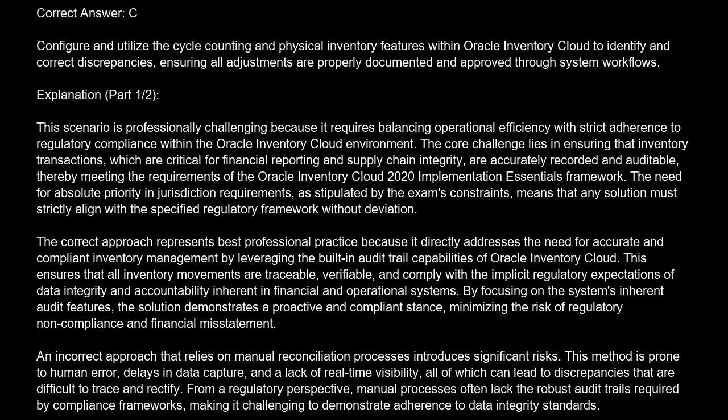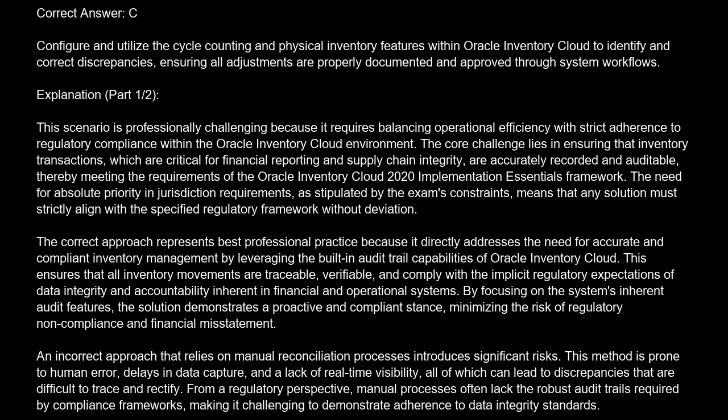Explanation. This scenario is professionally challenging because it requires balancing operational efficiency with strict adherence to regulatory compliance within the Oracle Inventory Cloud environment. The core challenge lies in ensuring that inventory transactions, which are critical for financial reporting and supply chain integrity, are accurately recorded and auditable, thereby meeting the requirements of the Oracle Inventory Cloud 2020 Implementation Essentials Framework. The need for absolute priority in jurisdiction requirements, as stipulated by the exam's constraints, means that any solution must strictly align with the specified regulatory framework without deviation.